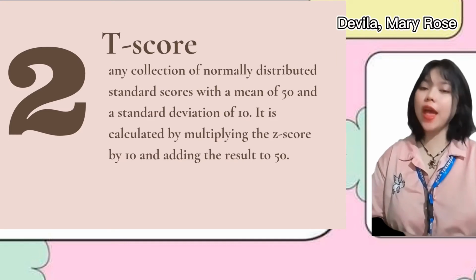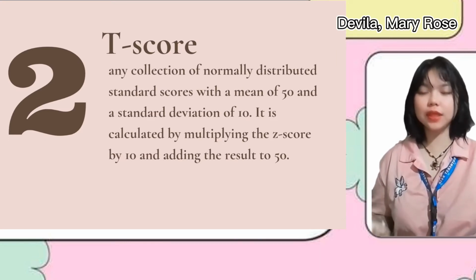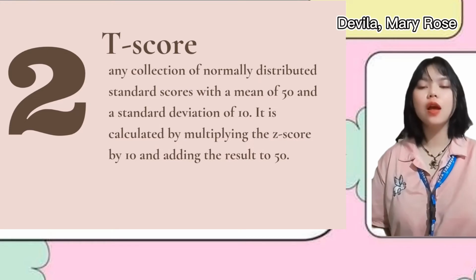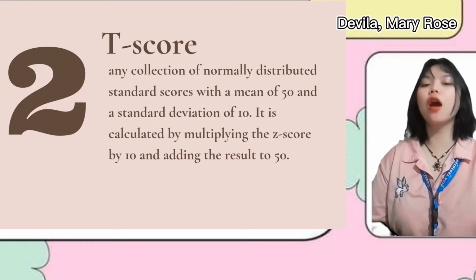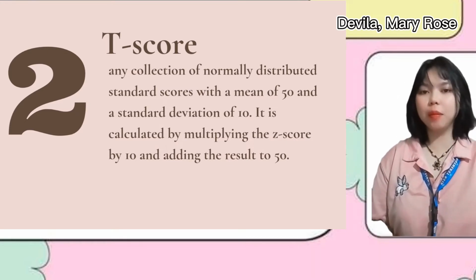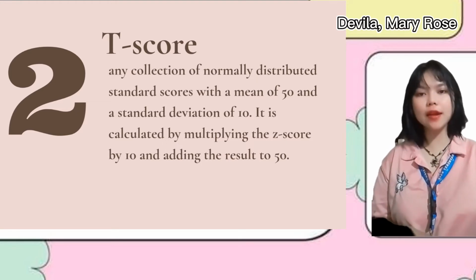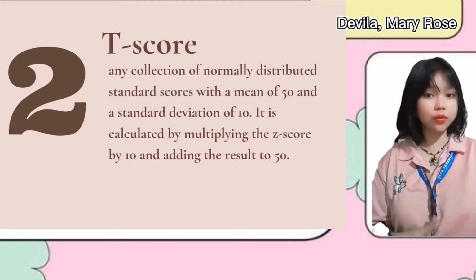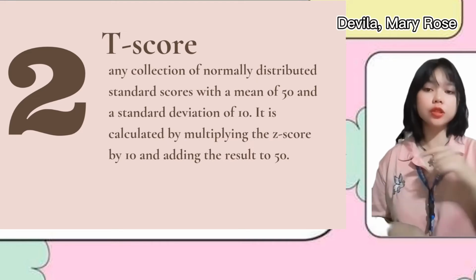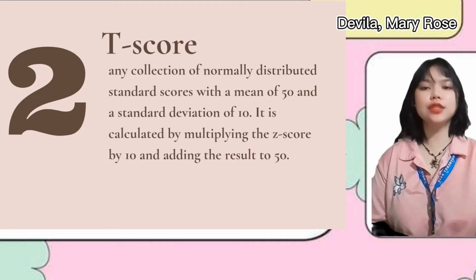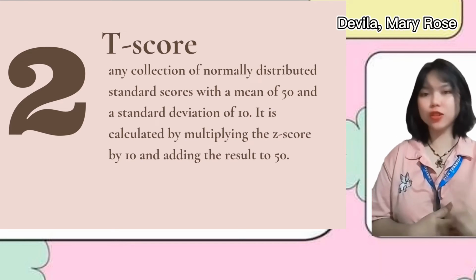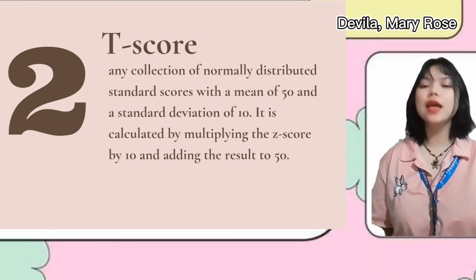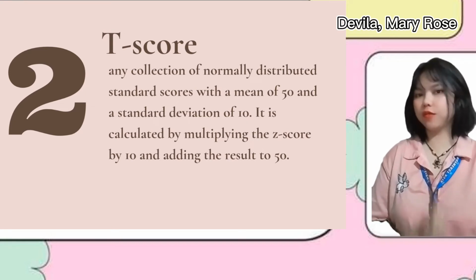T-score refers to any collection of normally distributed standard scores with a mean of 50 and a standard deviation of 10. It is calculated by multiplying the z-score by 10 and adding the result to 50. This formula is true only when the distribution of raw scores is normal, and T-scores are preferred over z-scores for reporting test results since they yield only positive integers.